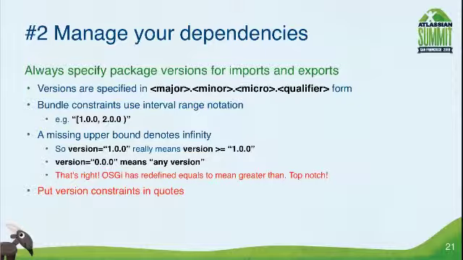If you look at the bundle constraints that I specified, I was always using an equal sign. So I was just saying version equals 1.0 or something like that. In fact, you can specify entire interval ranges. So you can say, give me Google Collections anywhere between 1.0 and 2.0. And you can specify that using this range notation.